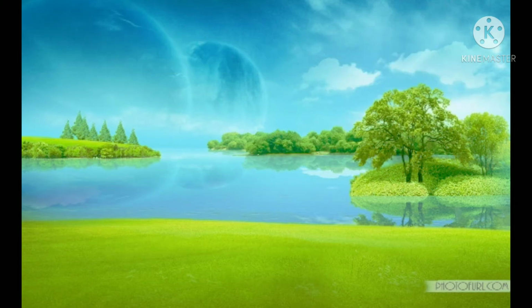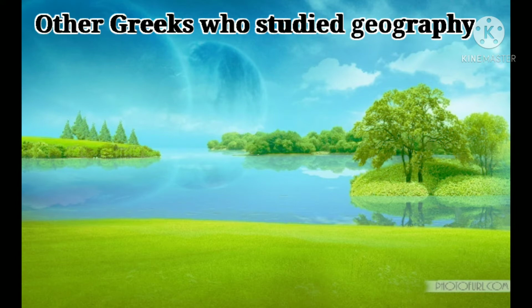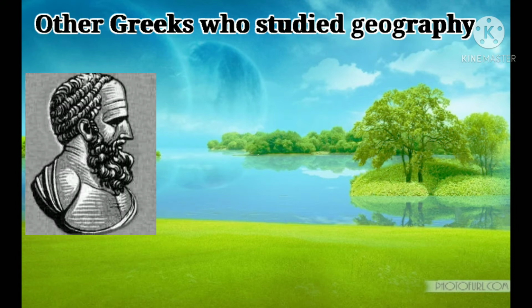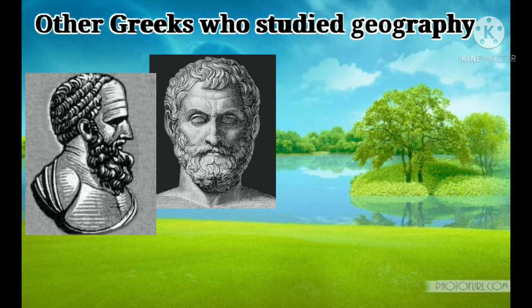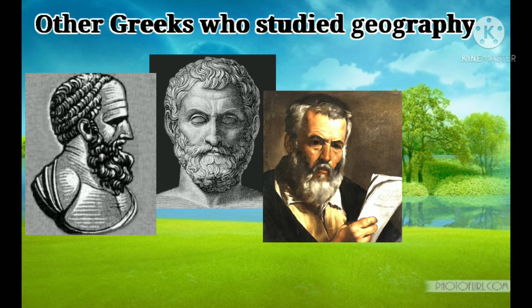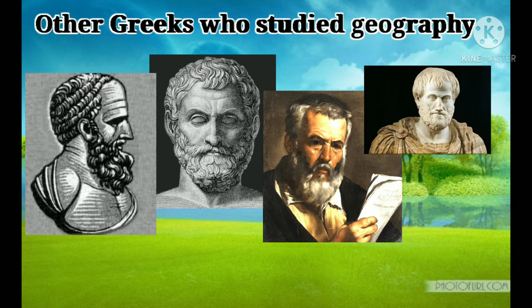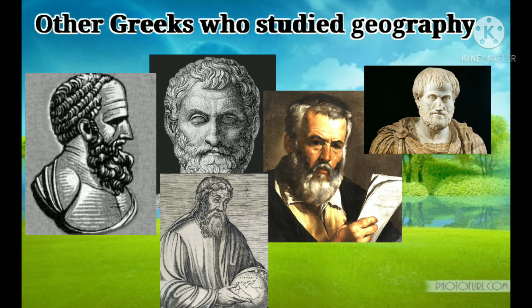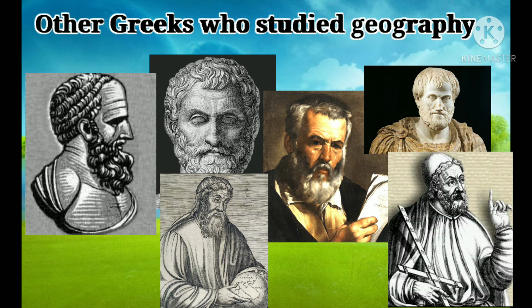Of course, we will show you the other Greeks who studied geography. First, Hipparchus, who introduced a concept of meridians. Second, Thales of Miletus. Third, Anaximander, who says the world is shaped like a cylinder. Number 4 is Aristotle. He says that Earth was a sphere. Next is Strabo. And the last one is Ptolemy.